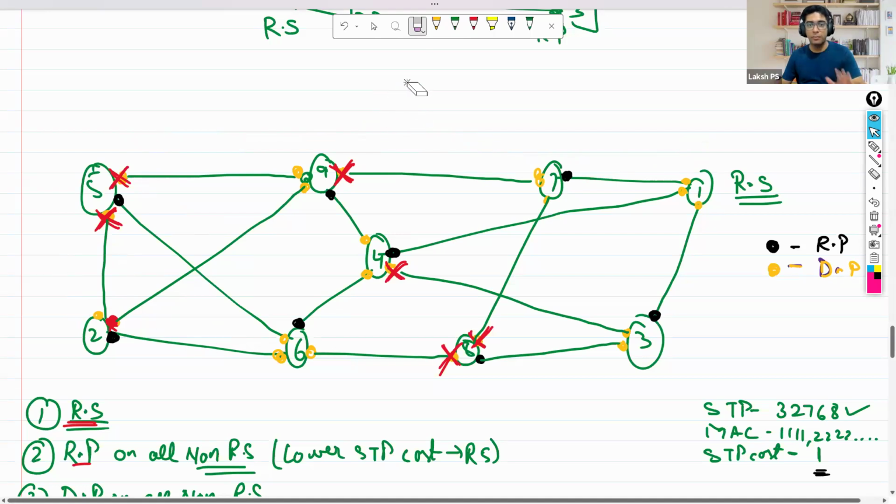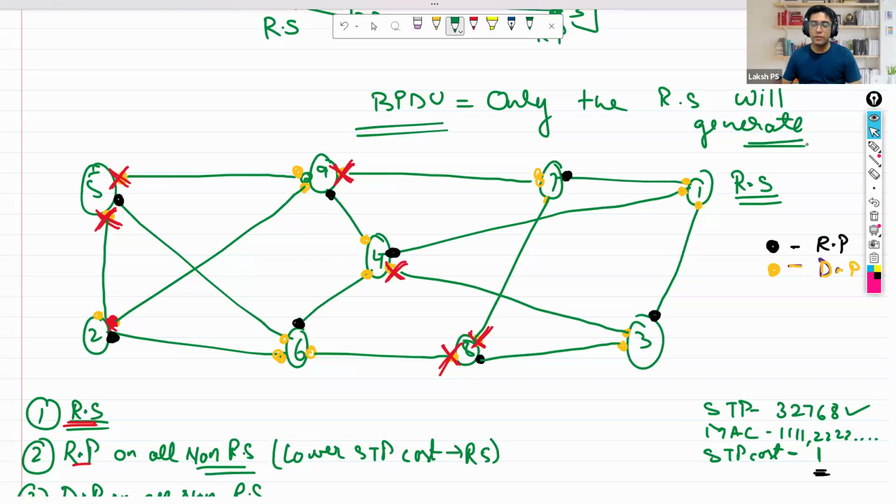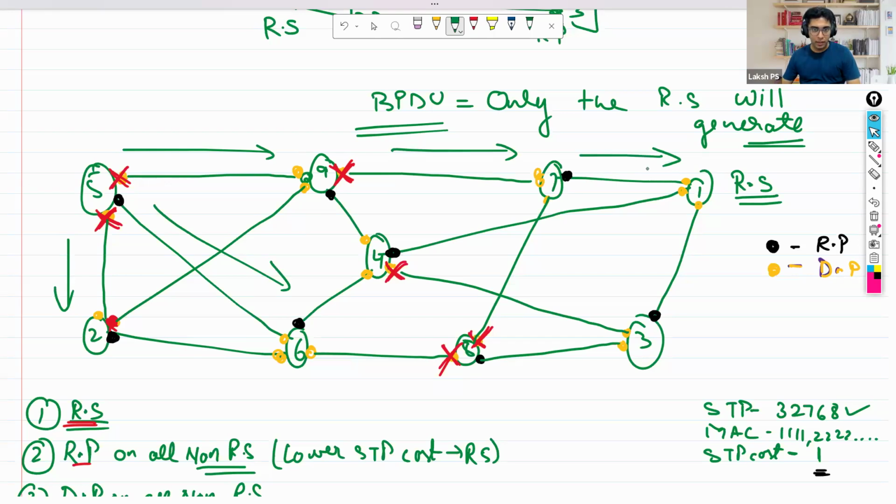Now, the concept of a BPDU is that only the root switch will generate the BPDU. So let's imagine between 5 and 9, it generated a BPDU. Between them, there will be some kind of election. Who is going to be the root switch? 9 is going to forward the BPDU, 7 is going to forward the BPDU.